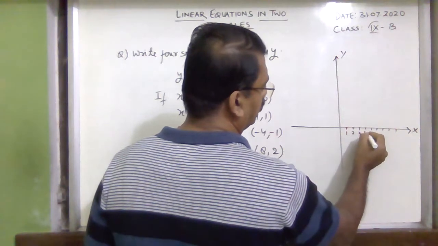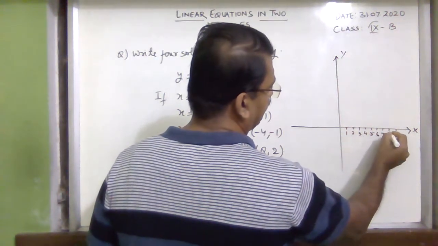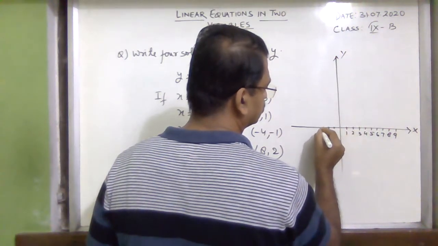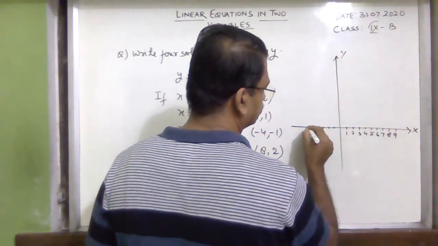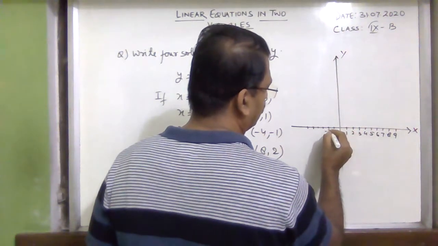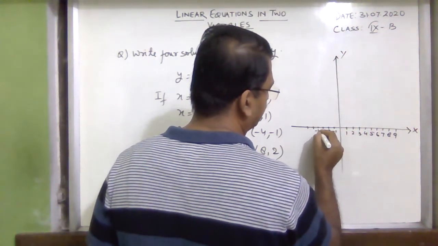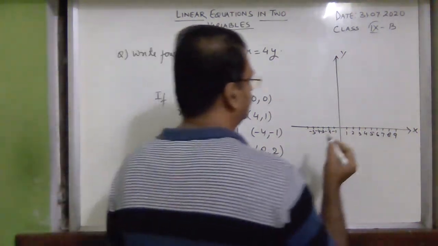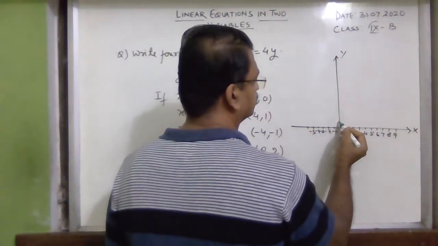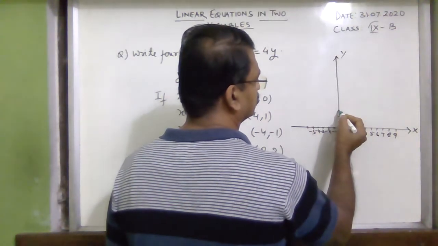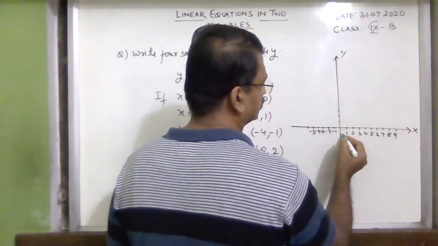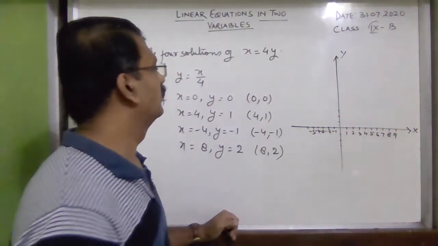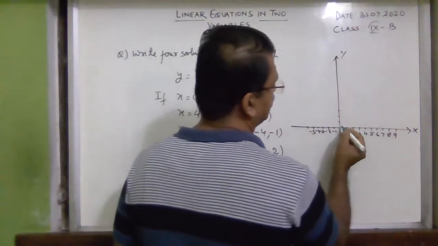One, two, three, four, five, 6, 7, 8, 9. Minus 1, minus 2, minus 3, minus 4, minus 5. Okay. On this side, like this. When x is 0, y is 0, means this point.